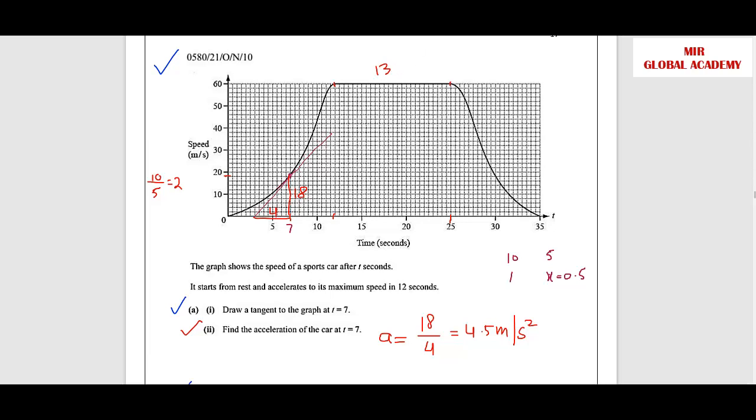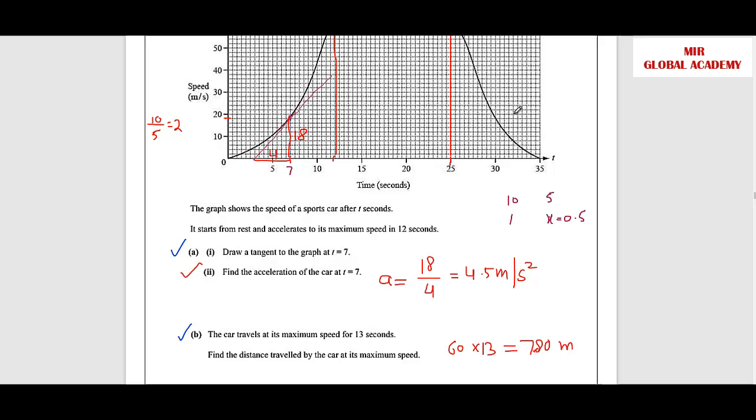So from this portion, the shape of the graph is a rectangle. So we have to calculate the area of this rectangle. The one side is 13 and the second side is 60. So 60 into 30, that is 780 meter. So the distance covered in this portion is 780 meter.